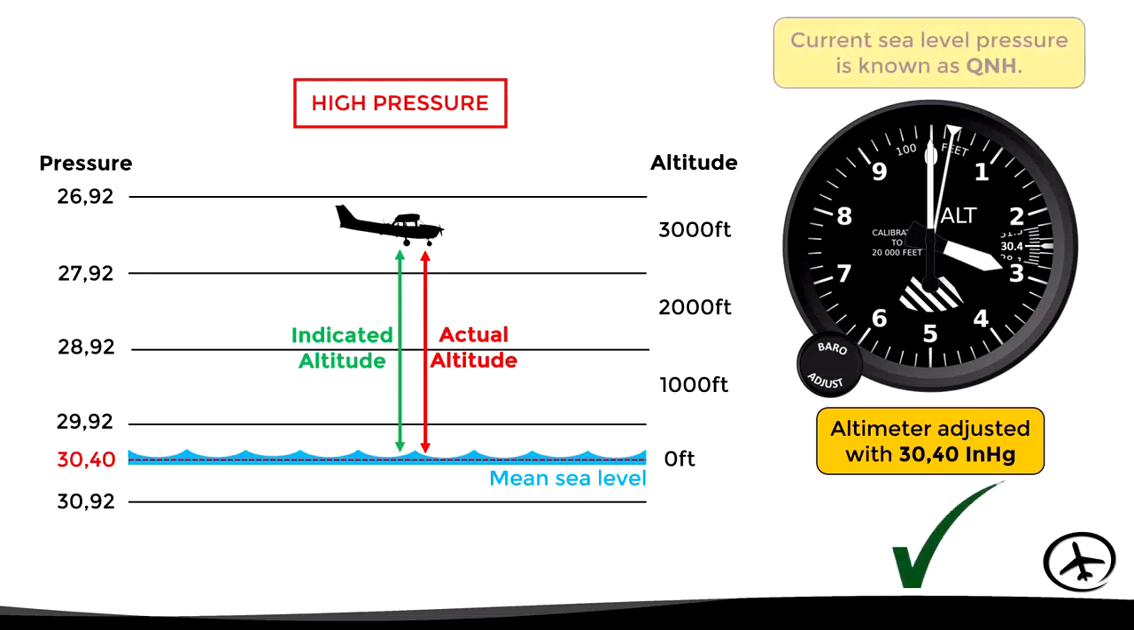The current pressure level that identifies the mean sea level at a certain moment is known as QNH, and it will vary depending on the atmospheric pressure changes. It is therefore important that the pilot receives updated QNH information at regular intervals while flying in order to adjust the altimeter to indicate the actual altitude precisely.